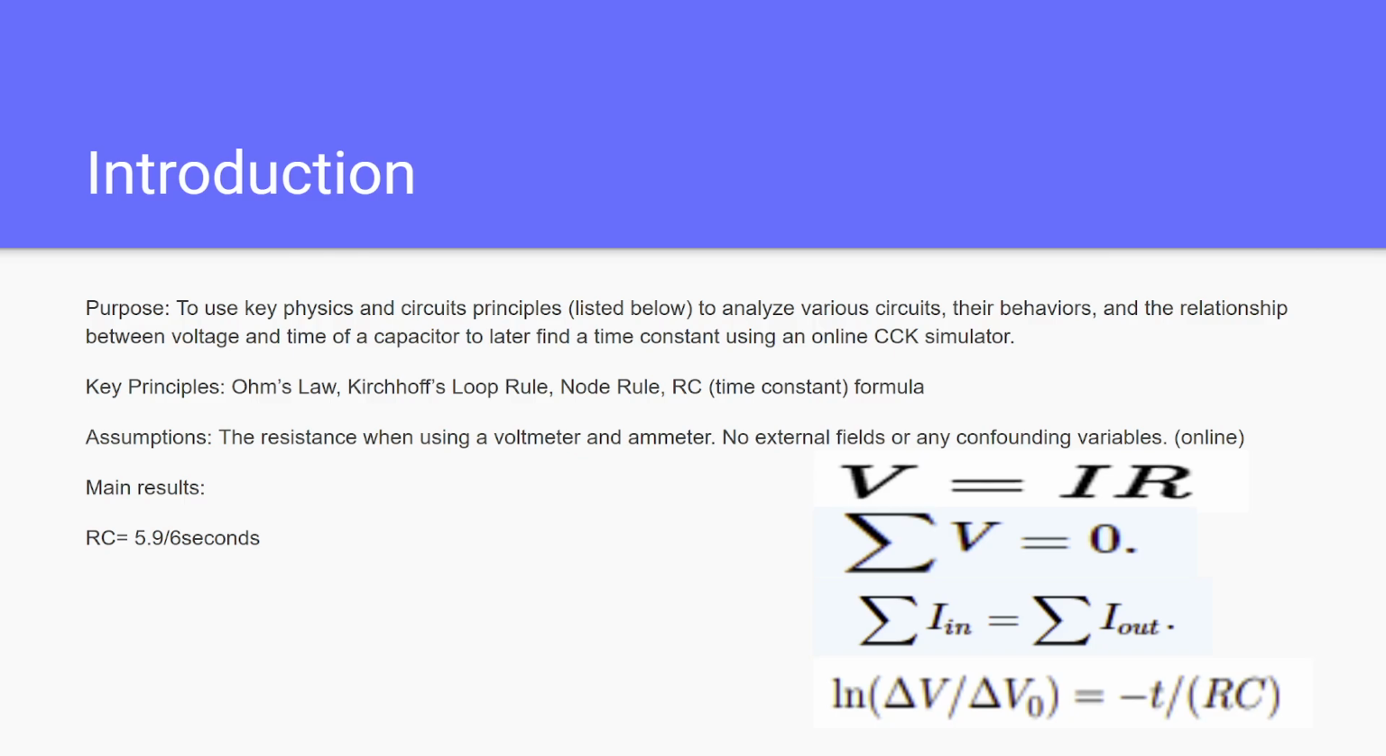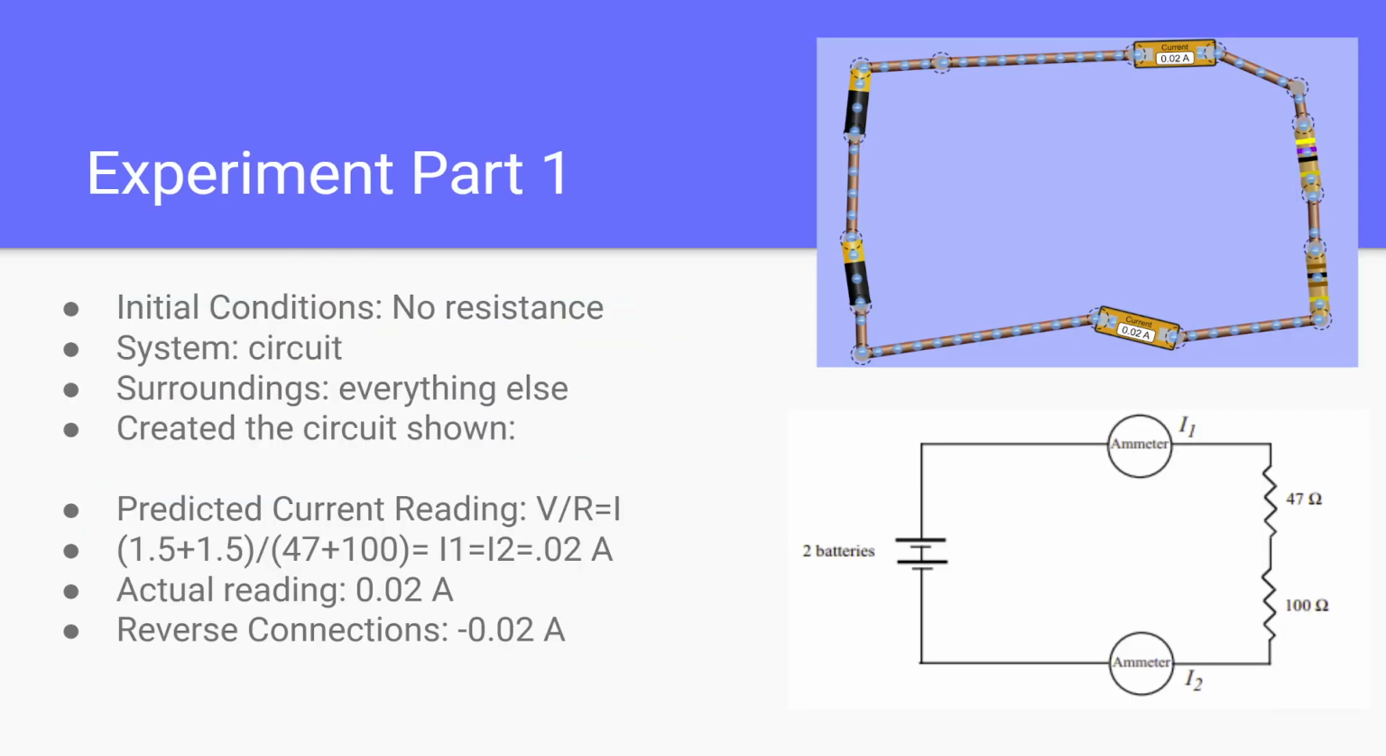Some assumptions we had to make: we had to neglect the resistance of the voltmeter and ammeter, and no external fields or confounding variables could be accounted for. We had to ignore those as well. And our main result is that our RC time constant was 5.9, close to 6 seconds.